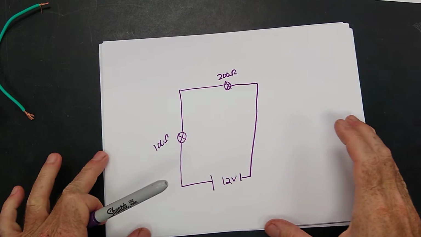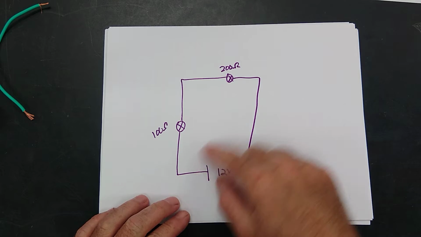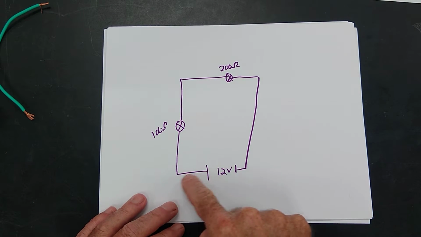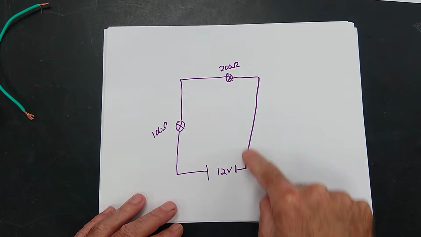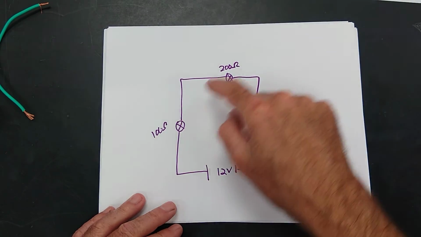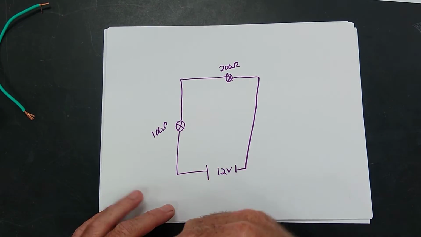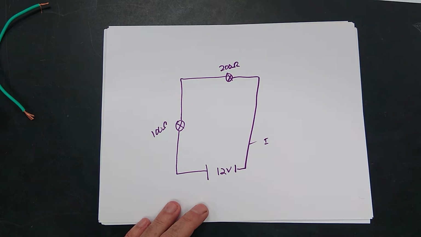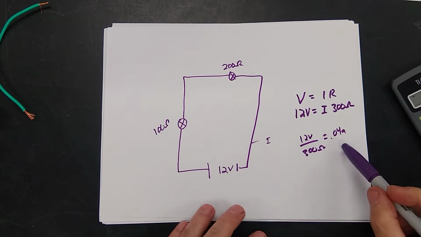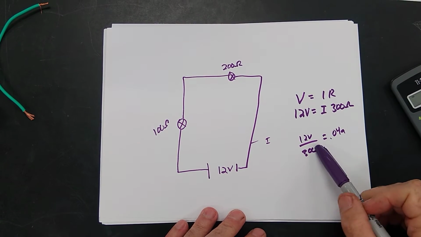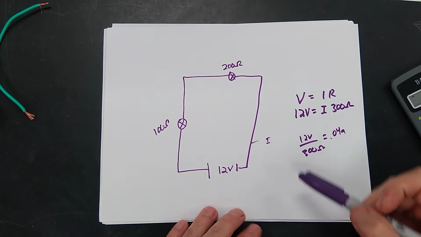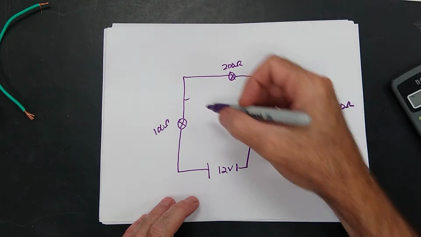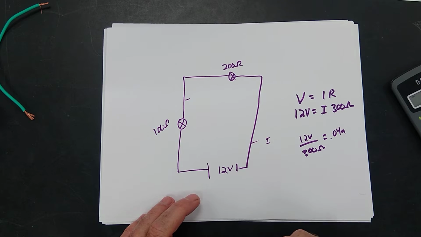You can look at this circuit right here and I would say, hey, is this a parallel or a series circuit? And you would say, this is a series circuit because the electrons have to go through both of these in a row. In a series circuit, you add up the resistance. So I would ask you, what is the current right here? The current right here is 0.04 amps. V equals IR. You end up with 12 divided by 300. Something you should know is the current everywhere in a series circuit is the same.